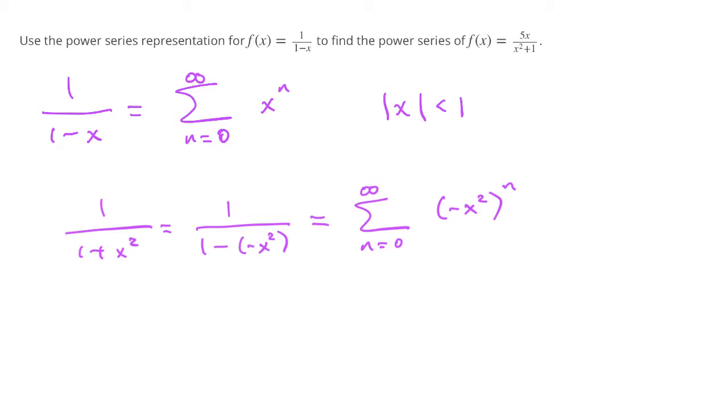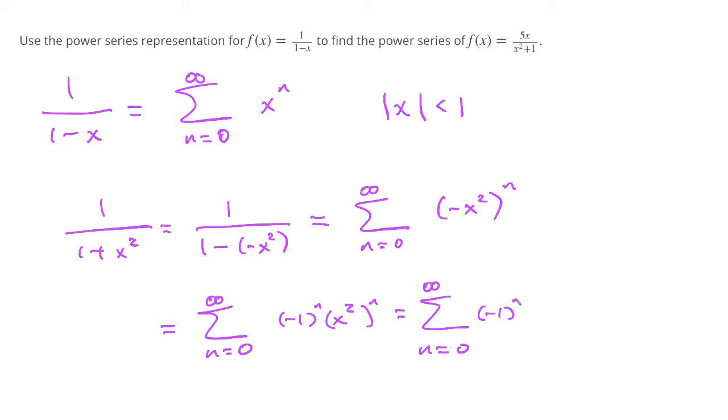And simplifying that a little bit, I have the sum from n equals 0 up to infinity of minus 1 to the n power and x squared raised to the n power, which, raising a power to a power, is minus 1 to the n, x to the 2n power. And so this gives me something in the direction of what I'm looking for, 1 over 1 plus x squared. So now I'm just missing this 5x. Let's see how we can put that in there.